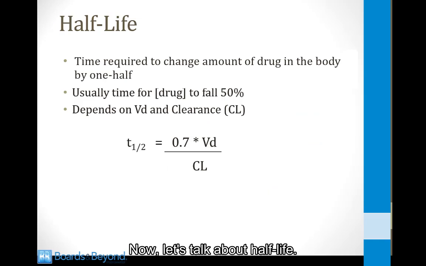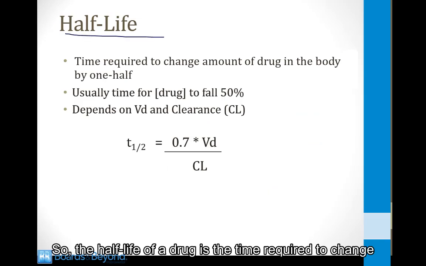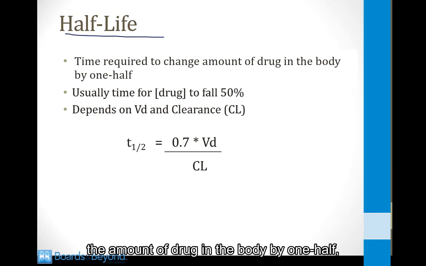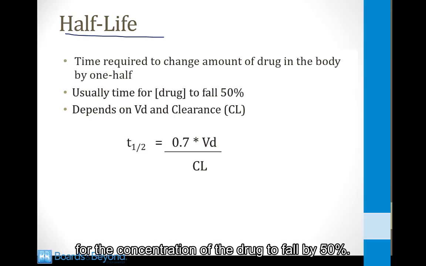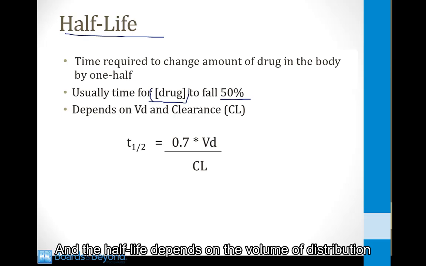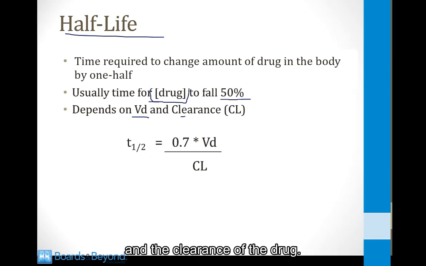Now let's talk about half-life. So the half-life of a drug is the time required to change the amount of drug in the body by 1/2. And it's usually determined by calculating the time required for the concentration of the drug to fall by 50%. And the half-life depends on the volume of distribution and the clearance of the drug.